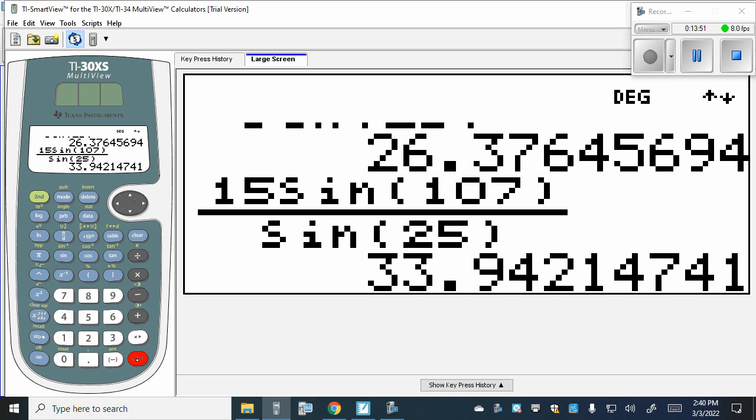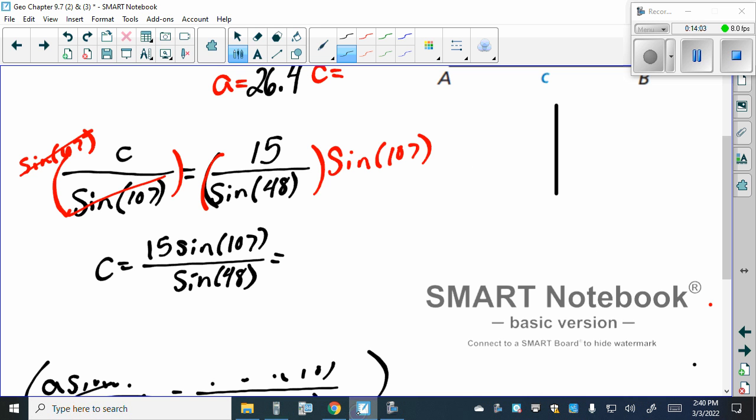Now, we could have used A over sine of A, but we would have to retype the whole thing back in. Any questions on this here? So 33.94 or 33.9.